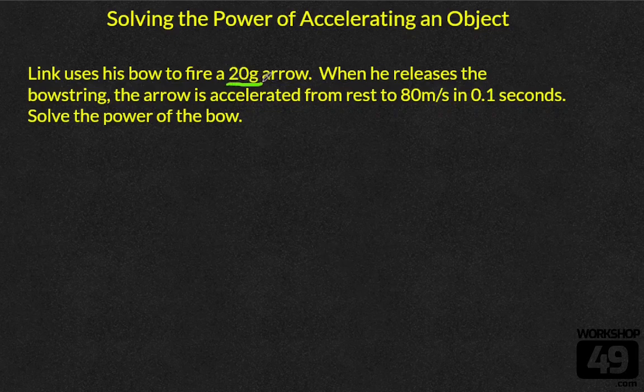Let's go ahead. 20-gram arrow. It's accelerated from rest to 80 meters per second in 0.1 seconds. Now, from rest is important because it's going to save us some calculations here. Solve the power of the bow. Again, power is just equal to work divided by time.